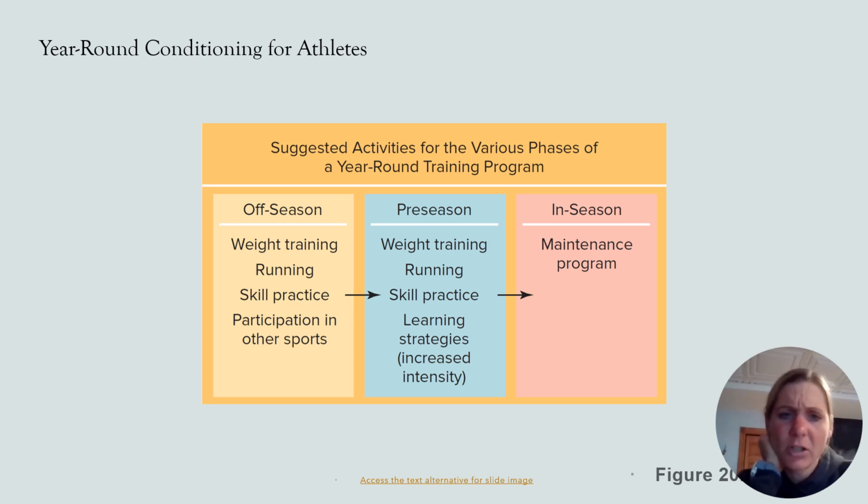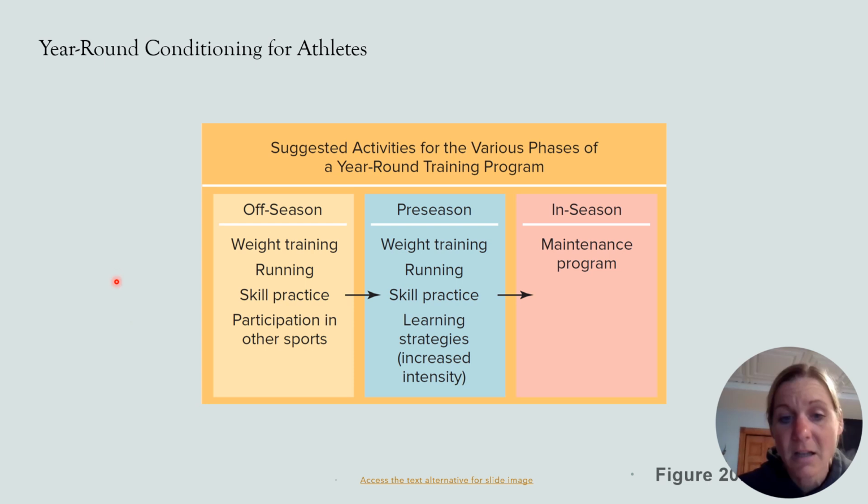So when we think about year-round conditioning for our athletes, again, it's important for us to think about how to periodize this. So how do we set up our training so that our athletes peak at the appropriate times? How do we taper them so that they are ready to perform at the highest level during that championship phase of our season? Okay, so in the off season, this is just an example of suggested activities that we could incorporate in a year-round training program.